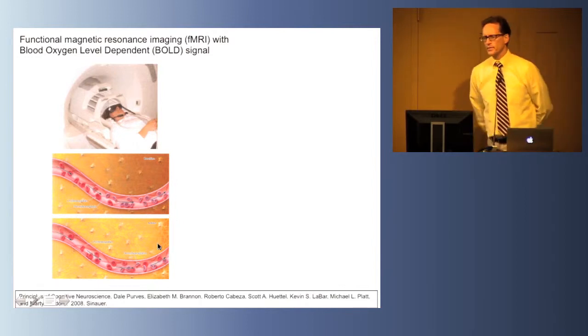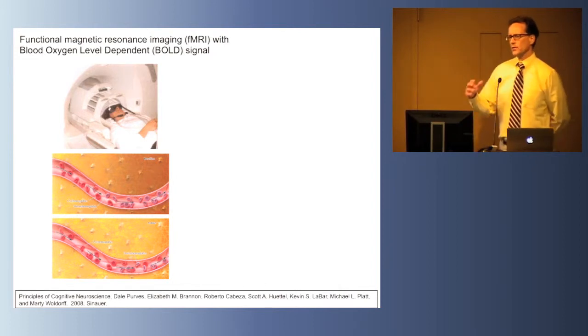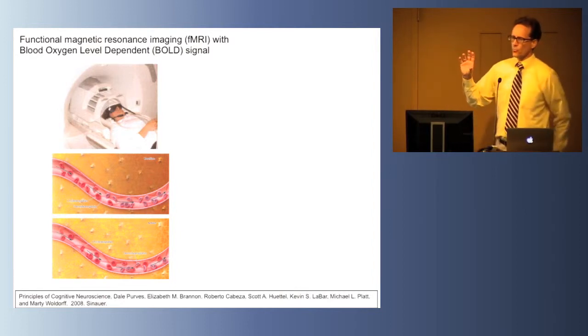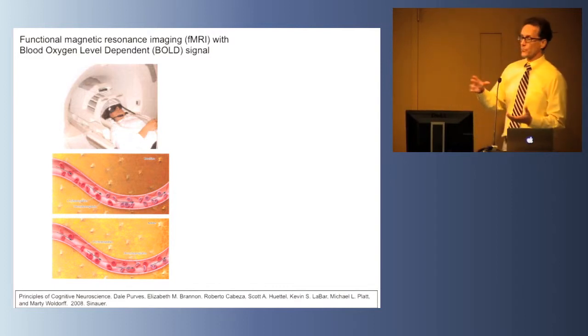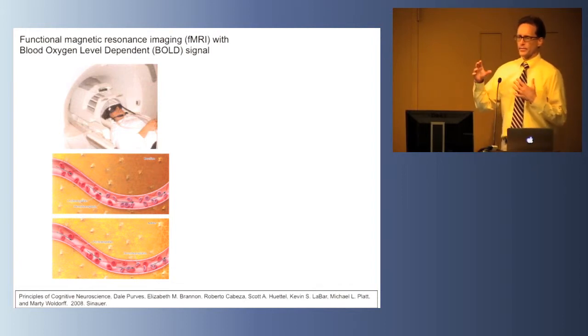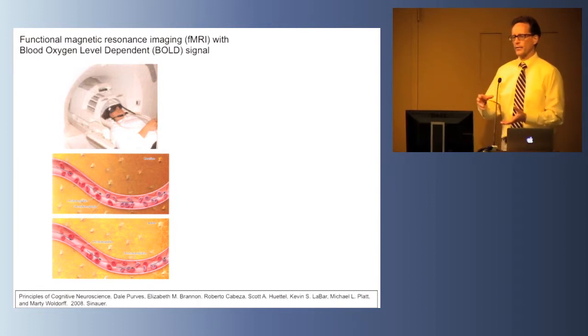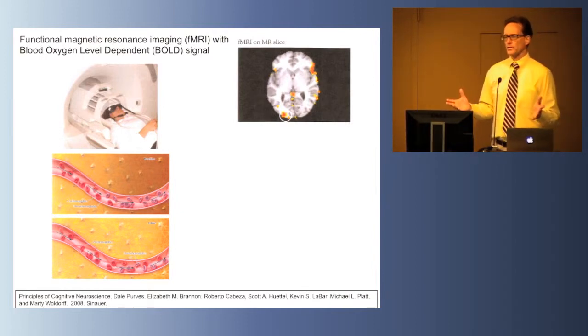And here's the essential idea. There's layers of details, but the essential idea is as neurons operate and require more metabolism, they're going to require more oxygen to fuel that metabolism. And the blood vessels react to that need by providing more oxygen through the blood supply. And that can be picked up by the fMRI scanner in such a way that you can see the parts of the brain that are active or consuming more oxygen.